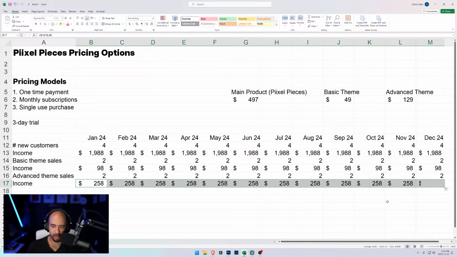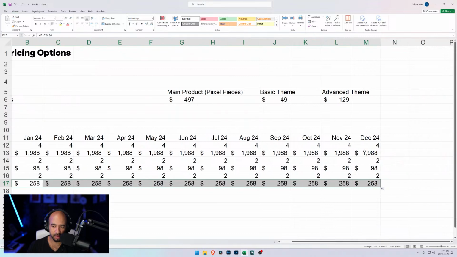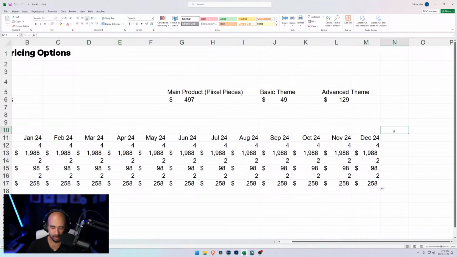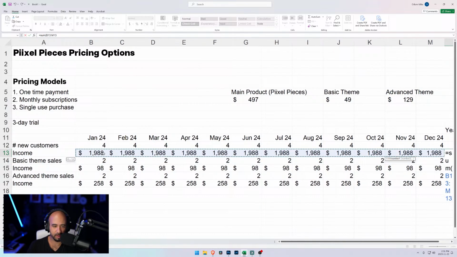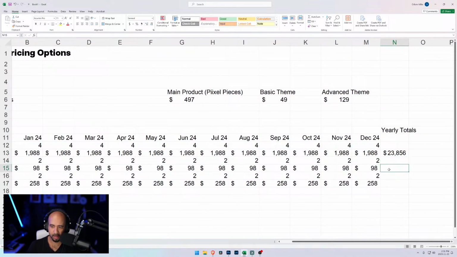I hate doing this. Okay. And this is just going to be yearly totals. Equals the sum, whoops, not the negative sum, that would be bad, of all of this. And let's just copy that down. This is actually not a number.